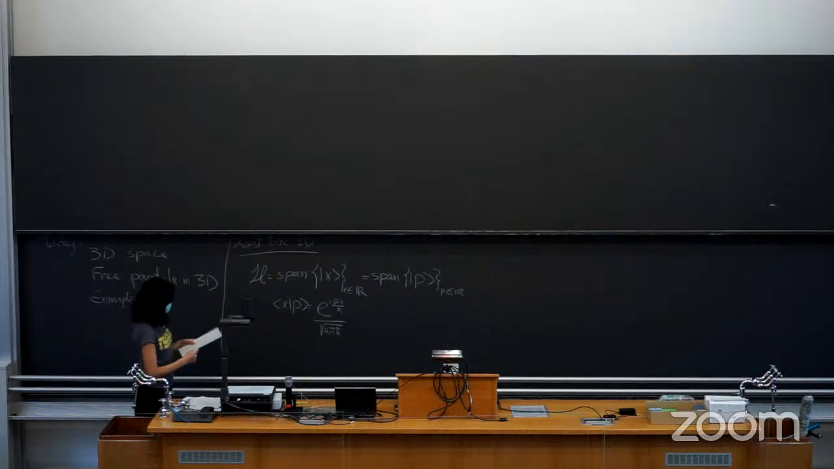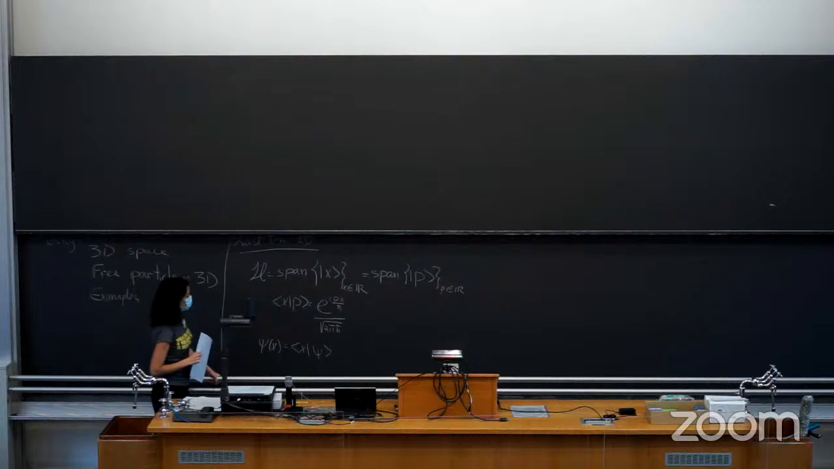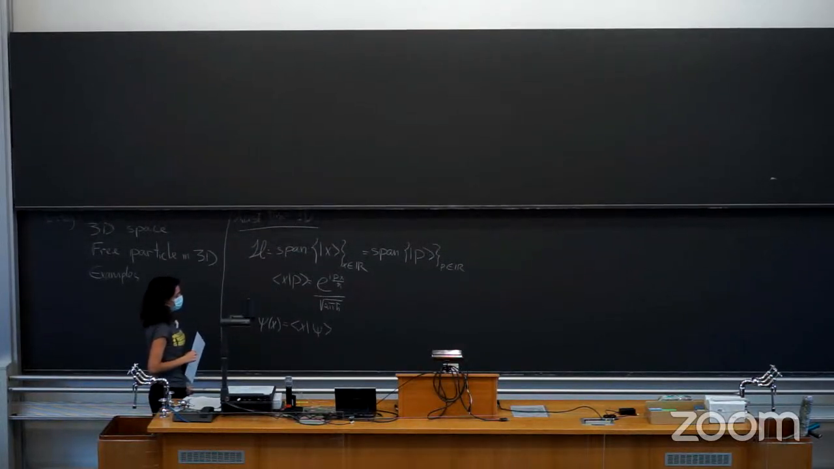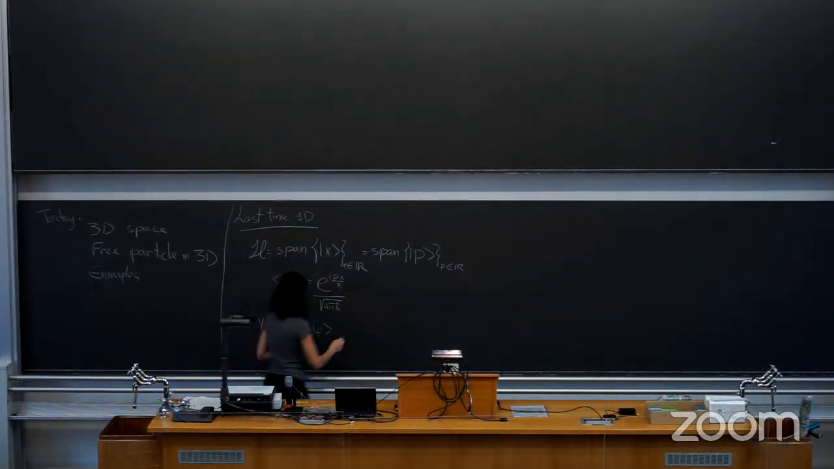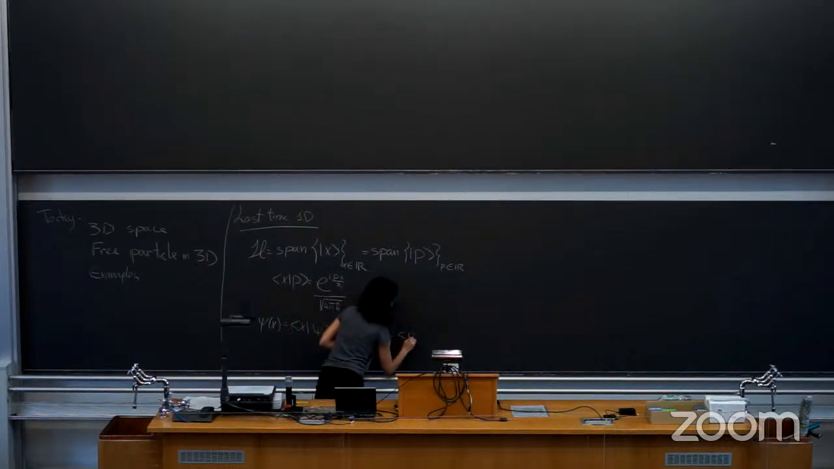And then just to put one more thing here, the wave function for position was given by the inner product of the state with the position that we're interested in. And the same for the momentum wave function. What's this, right?